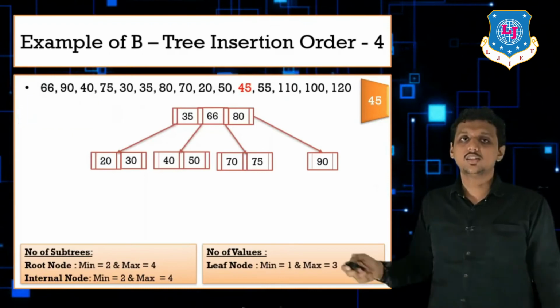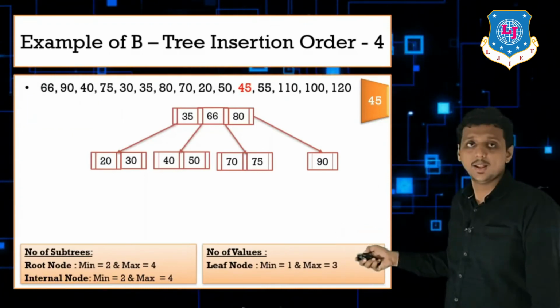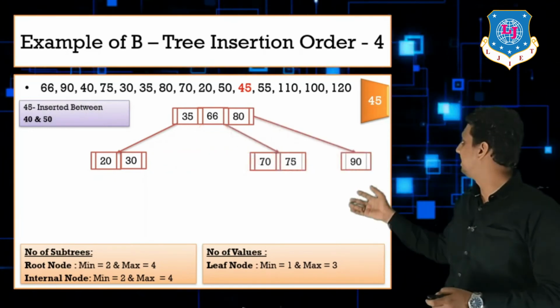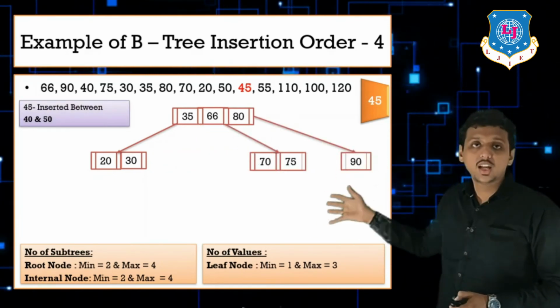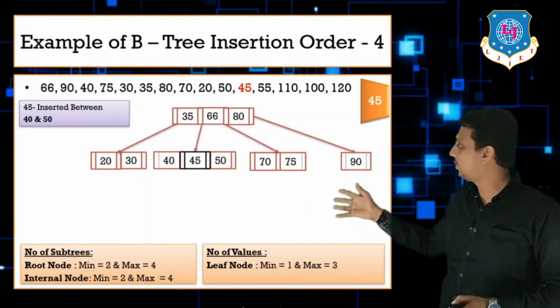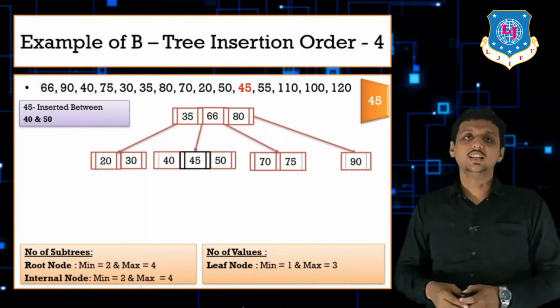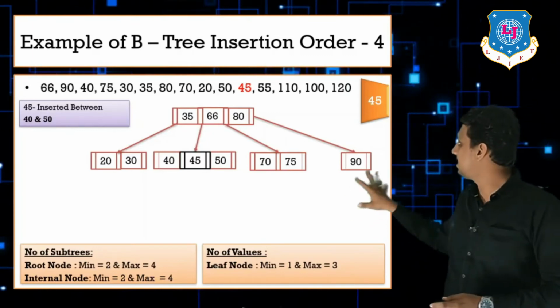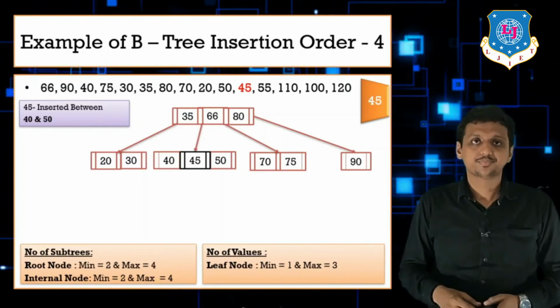Okay, so here it is. Students, can you say how to insert the node 45? So 45 can be easily inserted between 40 and 50. So this 40, 45, 50 is inserted and the link is connected in between 35 and 66. Okay, so this is the insertion of 45.